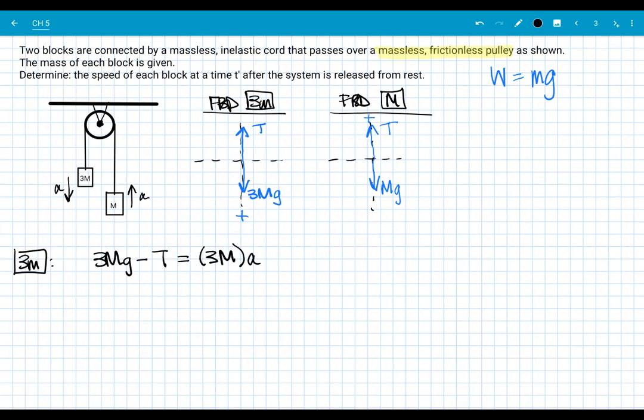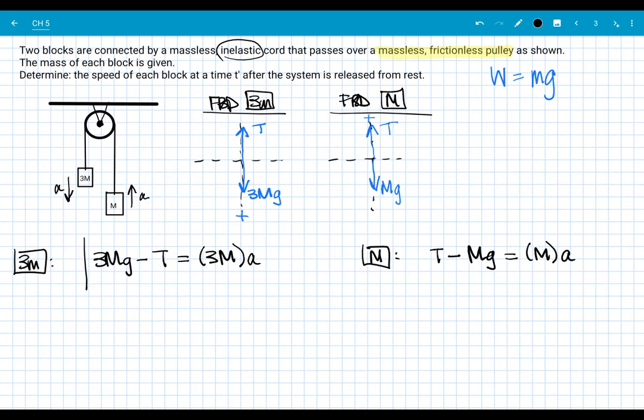All right, I'm going to do the same thing for the M block, a second law statement. And now upward is positive. So I've got tension minus the weight of that block is equal to that block's mass multiplied by its acceleration. Now, the acceleration magnitudes are the same for these blocks. This cord is an inelastic cord. It's not stretchy. That means that the blocks will move together, so their acceleration magnitudes will be the same. We've already taken into consideration that their acceleration directions are different. We've done the directional analysis in our free body diagrams.